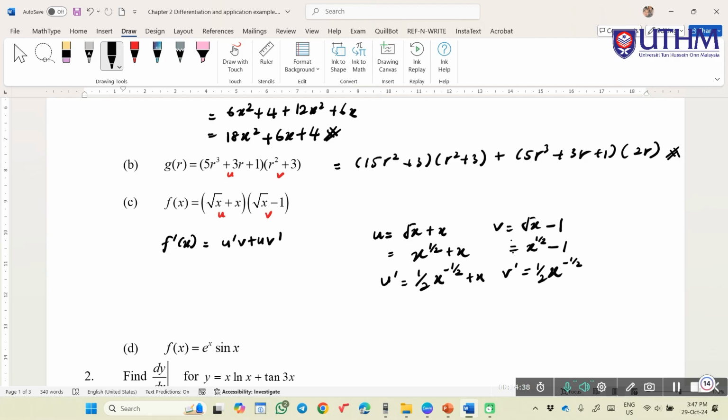Then we substitute into the formula. u prime is 1 over 2 x to the power of negative 1 over 2 plus 1, times v, which is square root x minus 1.